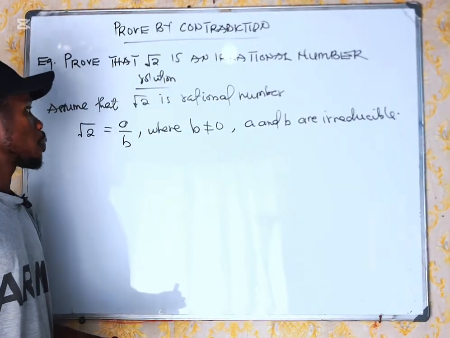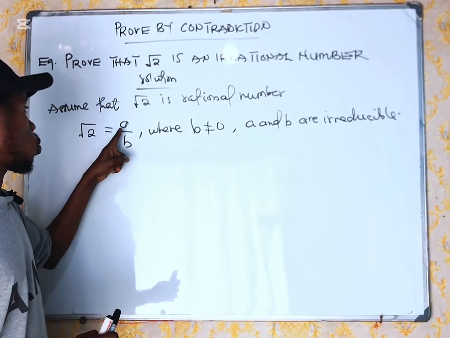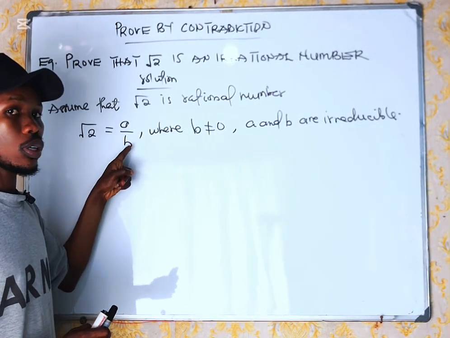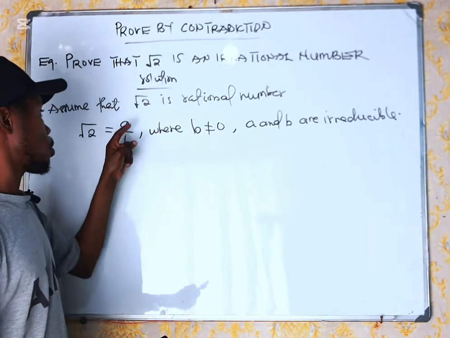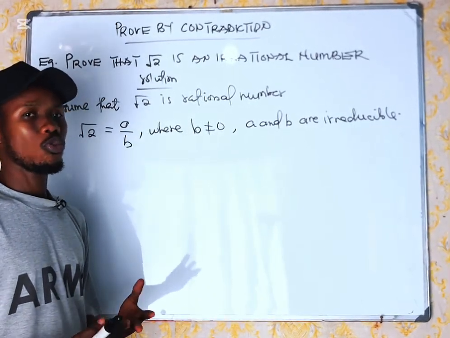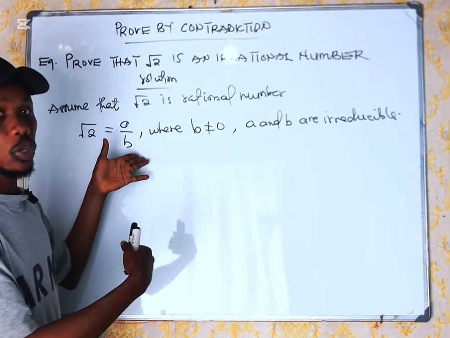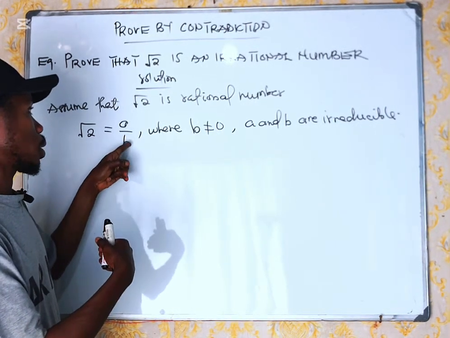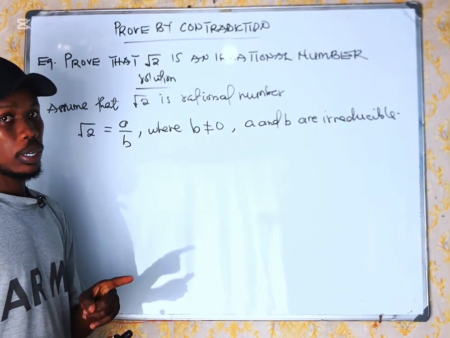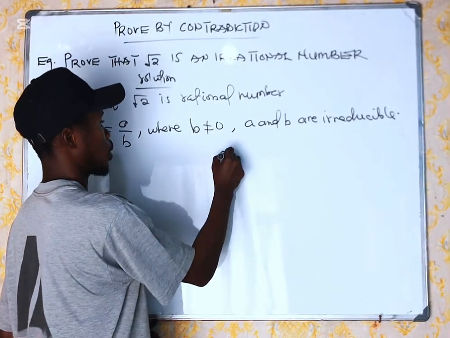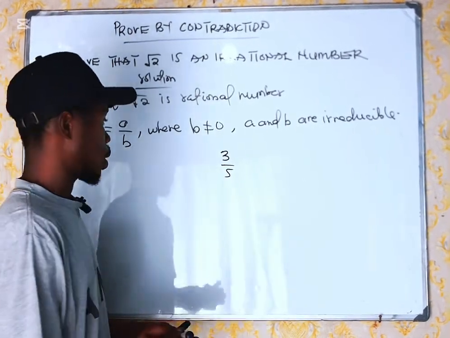Let's take note of this. a and b are irreducible, means that you can't reduce them. It means that the common factor between these two is 1. If I'm able to get a common factor between these two to be, let's say, 2 or 4 or 3 or whatever, then it contradicts my initial condition. The initial condition says that a and b are irreducible, meaning the common factor is 1. If you have something like 3 over 5, this has a common factor of 1, so that is irreducible. Is that okay? Very good.